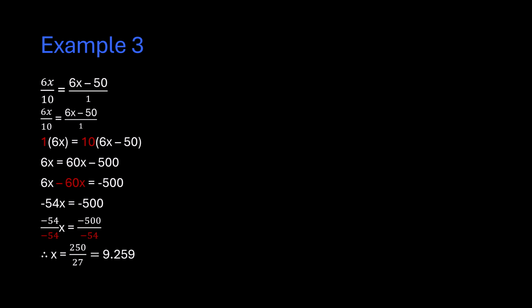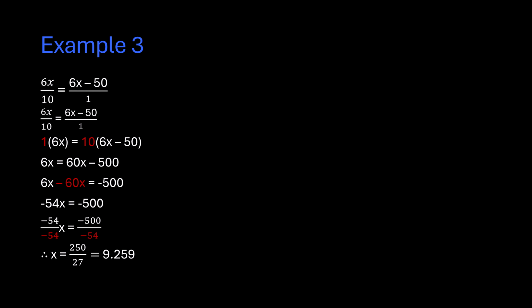Example 3. Linear equations can be presented to you in many forms, even fractions. Here we are given 6x/10 = (6x - 50)/1. The over 1 isn't usually given. You should just put it there because you know that anything over 1 is itself. To remove the fractions, we cross-multiply. The 1 multiplies the 6x and the 10 multiplies the 6x minus 50.